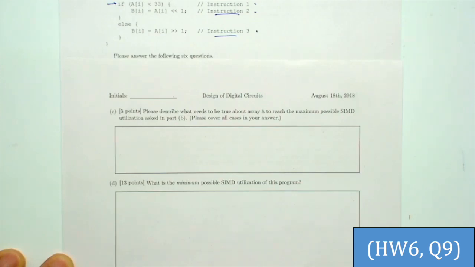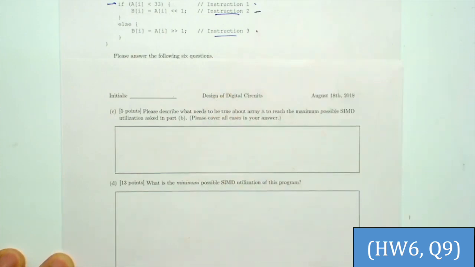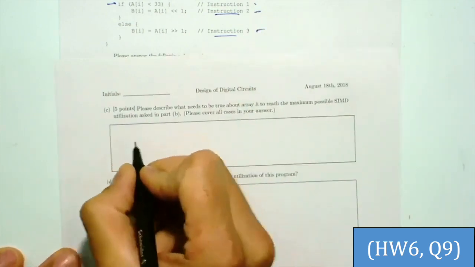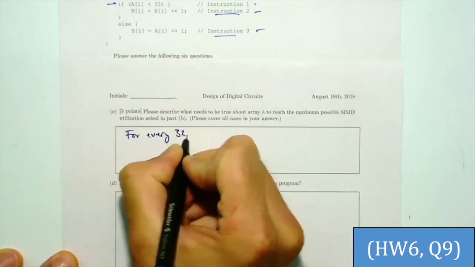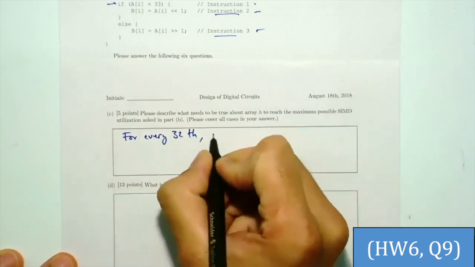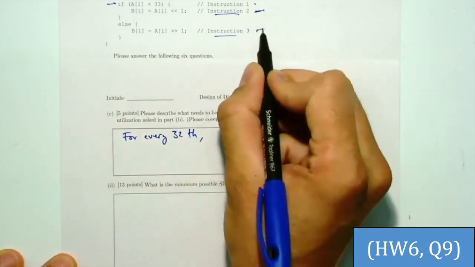There's no problem in terms of utilization if the threads of one warp go and execute instruction 2 and threads of another warp go and execute instruction 3. So the right answer here is for every 32 threads, they all will go and execute instruction 2 or instruction 3.